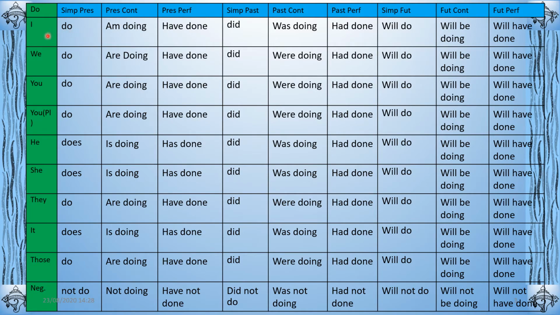Here on this side, you have the pronouns, meaning I, we, you all, he, she, they, it, those, and then the negation, the nisheda. So for do in English, it will be do, and not do. Continuous will be am doing. Perfect tense will be have done. Simple past will be did. And the negation will be did not do. So whenever you have confusion, come back to this.